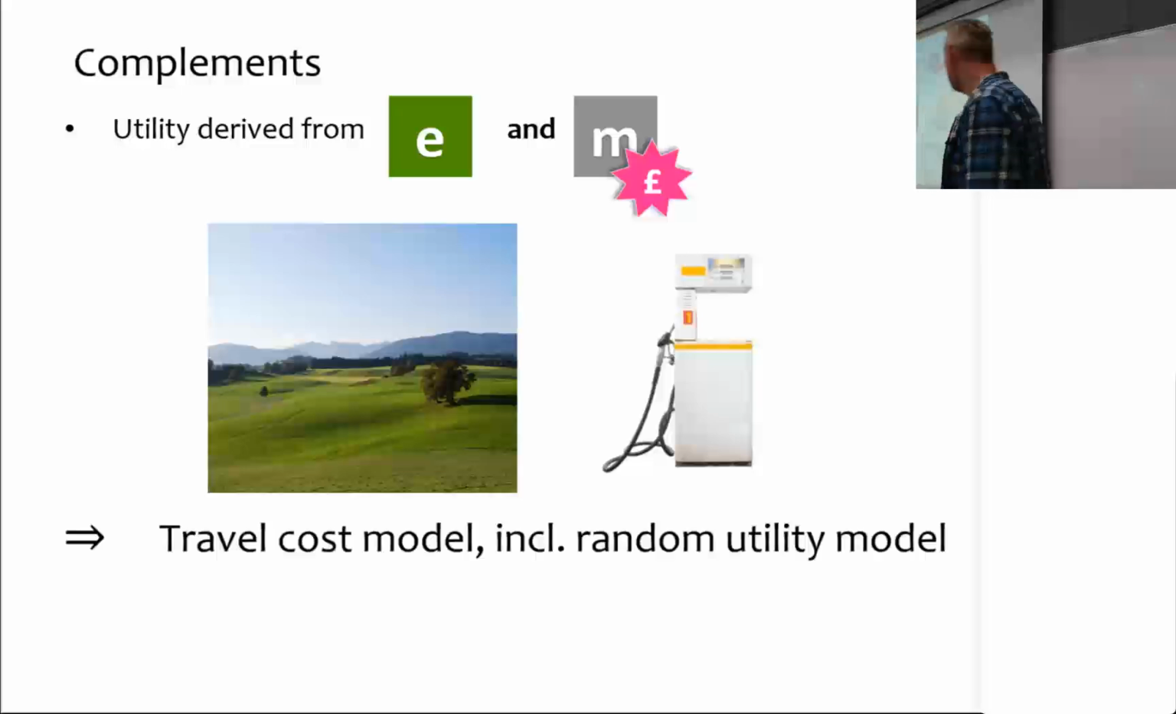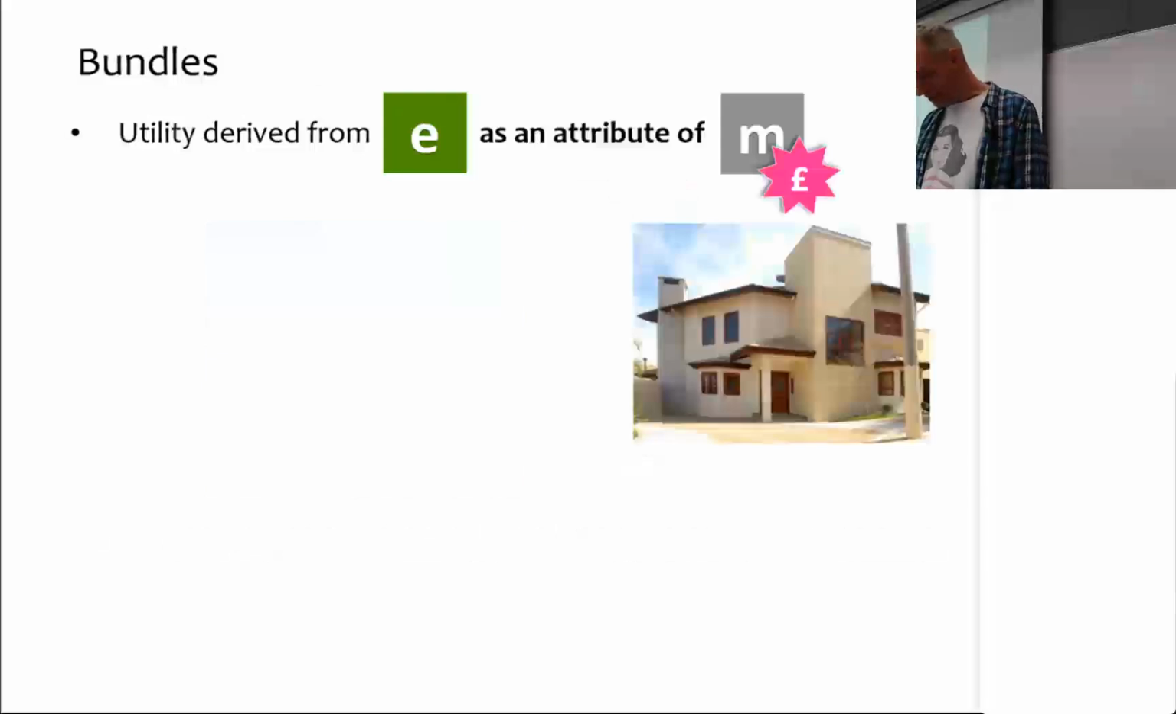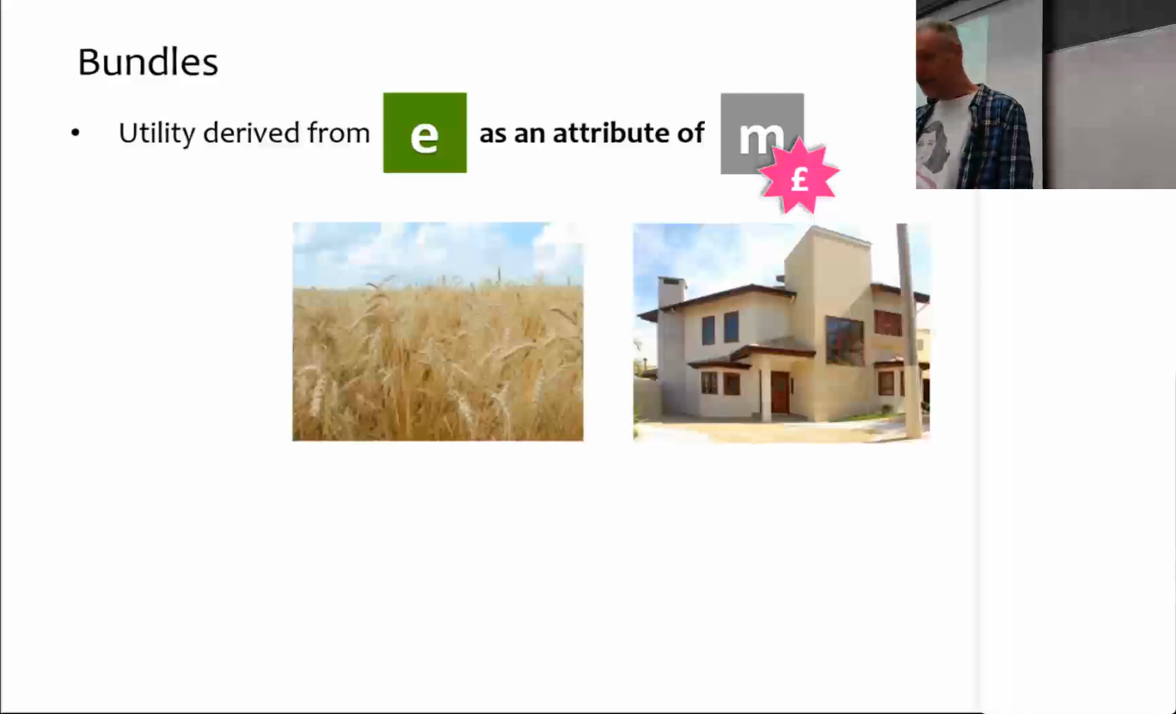The set of methods using this are known as travel cost methods or travel cost model. And the third thing you can do is look at those instances where the environmental service or the environmental good is bought together in a bundle with the market good.